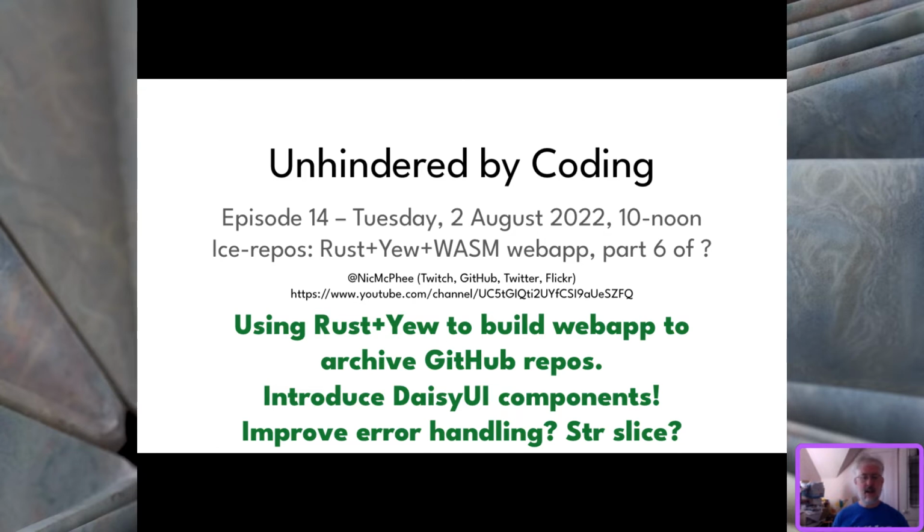Today, I'm going to introduce DaisyUI components. Daisy's a collection of UI components built on top of Tailwind, and I think will give me a somewhat more uniform look and feel. More polished look and feel to the app. And then after that, we'll see whether we want to deal with error handling or my string slice problem. I'm not sure which.